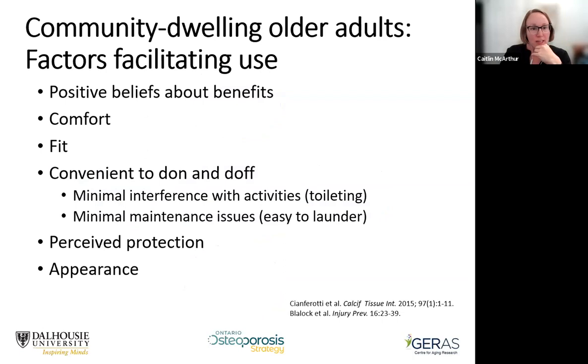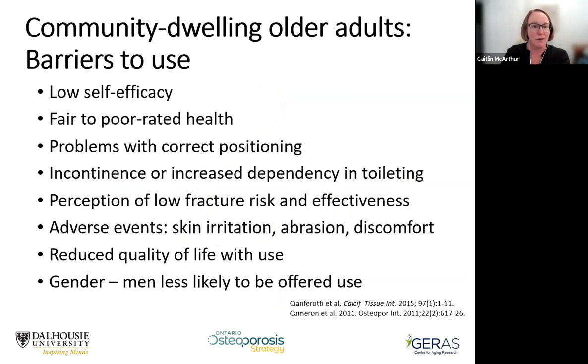In the community, similar things were found. So having positive beliefs about its benefits, its comfort, its fit, making it easy to get on and off, perceived protection and appearance were all factors facilitating use, whereas barriers to use were low self-efficacy, poor health, problems with getting it positioned properly, incontinence, perception of low fracture risk and effectiveness, adverse events, and reduced quality of life. And they found in community-dwelling older adults that men were less likely to be offered hip protector use.